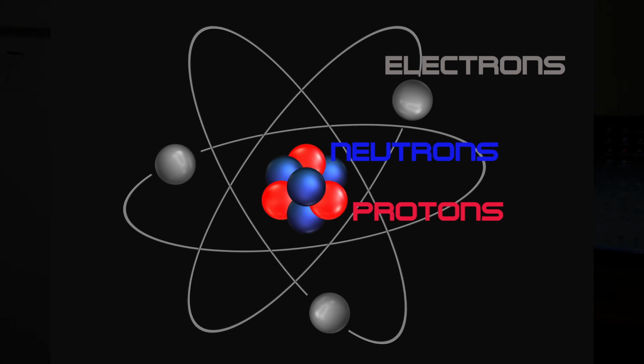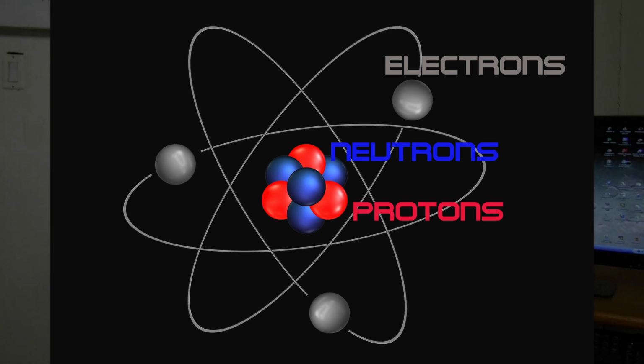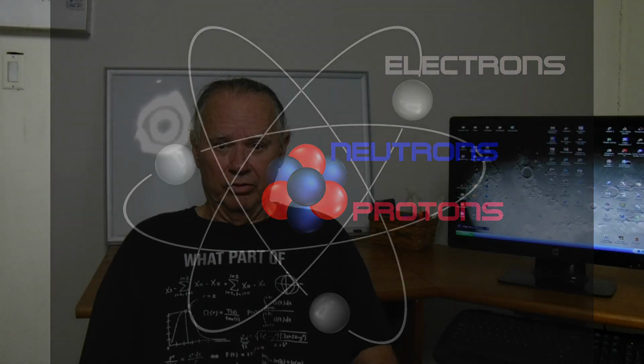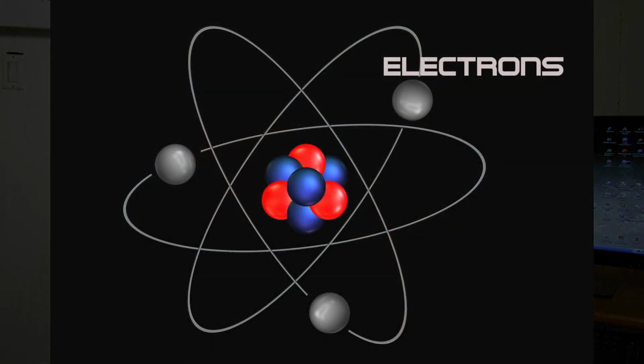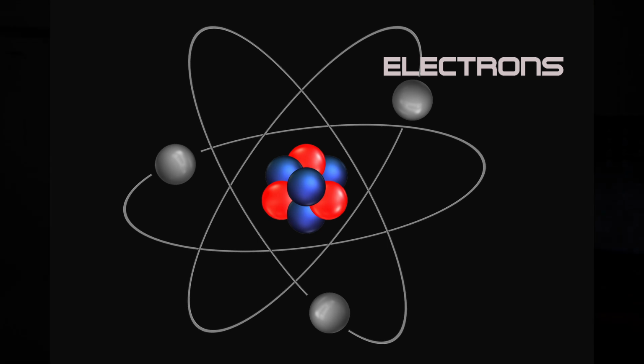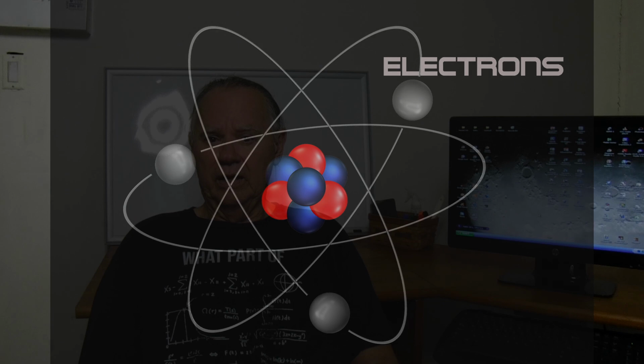So in summation, the atom has a nucleus, and in the nucleus there are protons and neutrons. The protons are positively charged, the neutrons are neutral in charge. And around that, in an orbit of sorts, there are electrons. And the electrons move from one atom to another, and that is how we produce electricity. And in a nutshell, that's it.